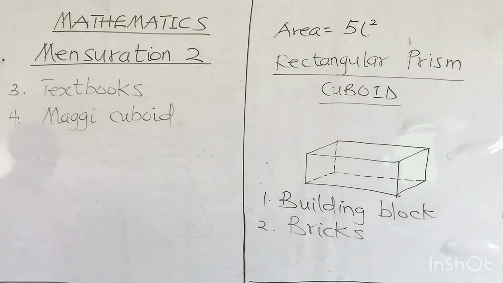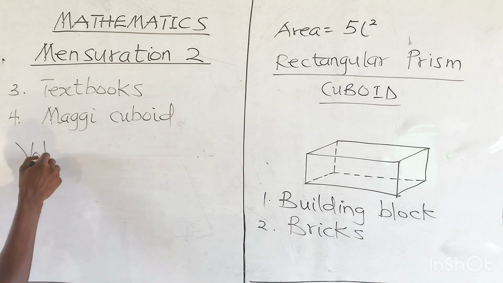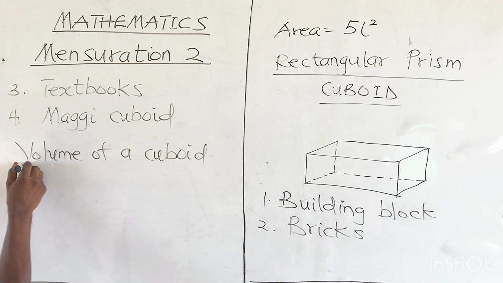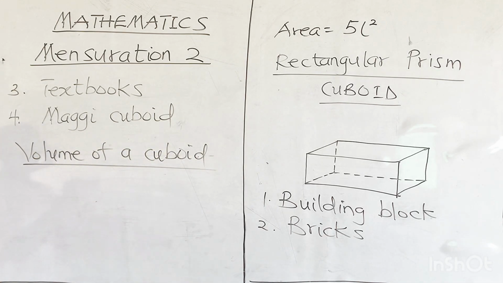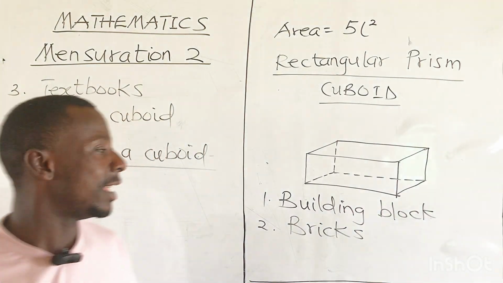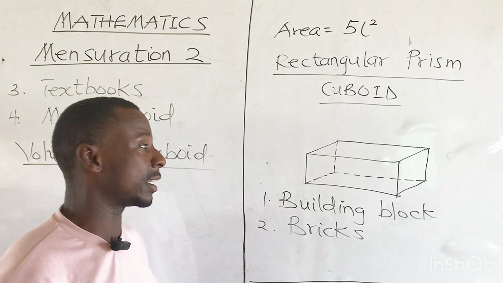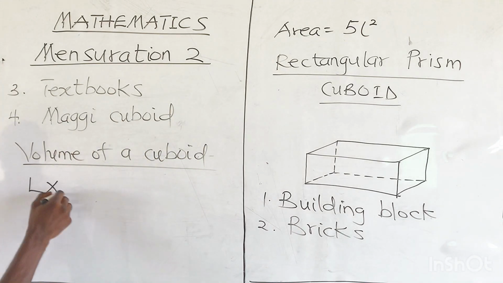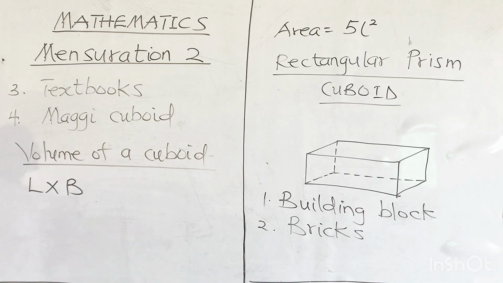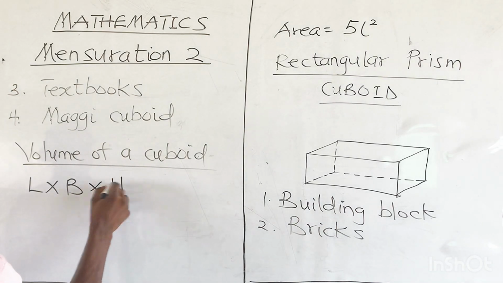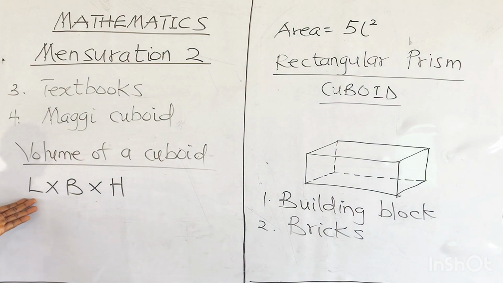Now let's look at the volume of a cuboid quickly. Volume of a cuboid. Now with the volume, generally, it is always the area of the base. Because the base is a rectangle, the area will be L times B, the area of a rectangle, times the height. Here the height, I'll make it H. So it's going to be L times B times H. And this is the volume of a cuboid.